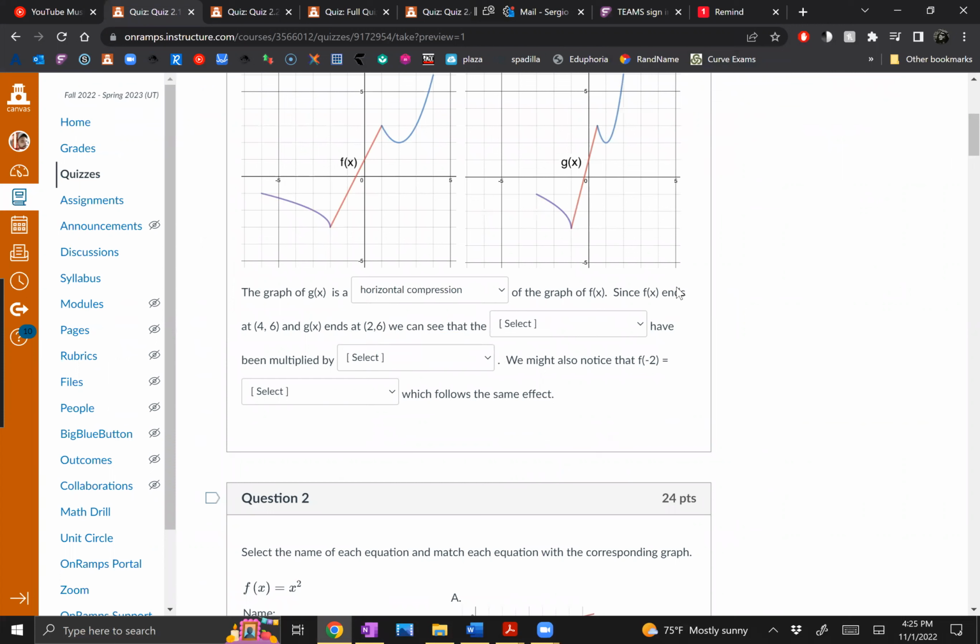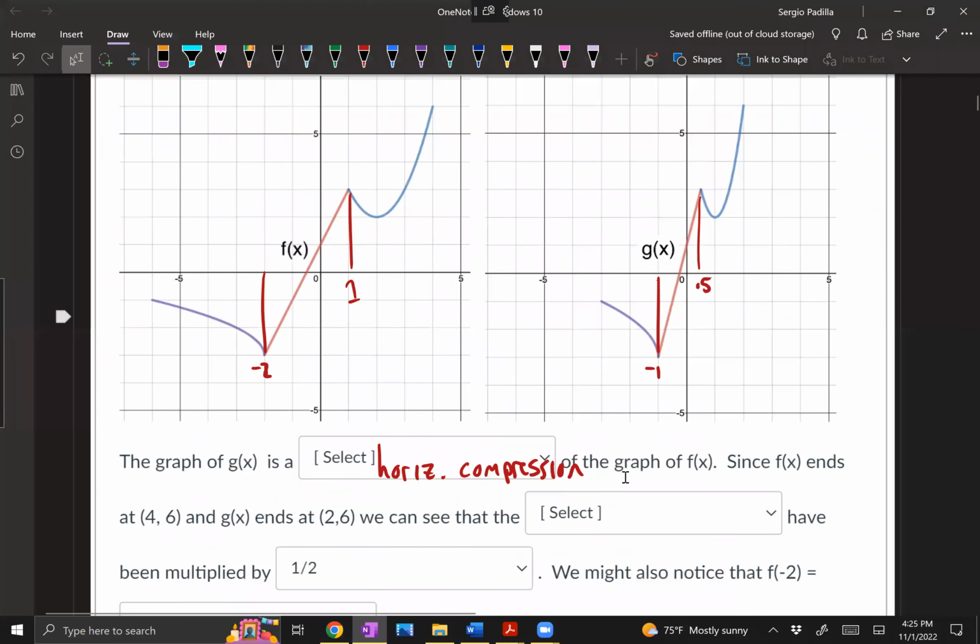This happens to be the same exact problem here. Notice how it's going to ask you about one of the points here. It tells you, hey, this graph of f of x, the original graph, ends at 4, 6. That's this point here. But in the new graph, g of x, it ends at 2, 6. So you can look at what changed. The x value is what changed from the points. How did it change?